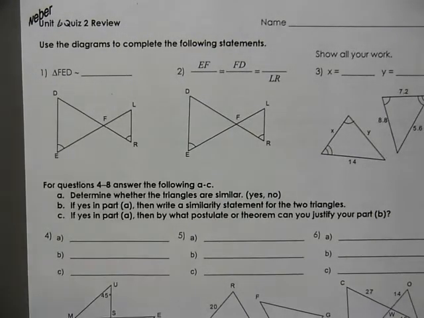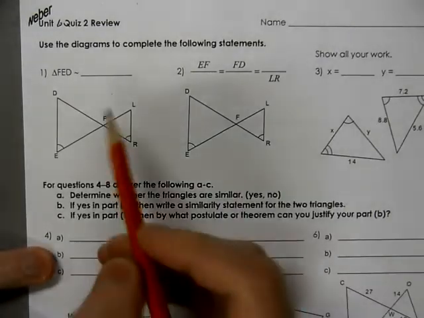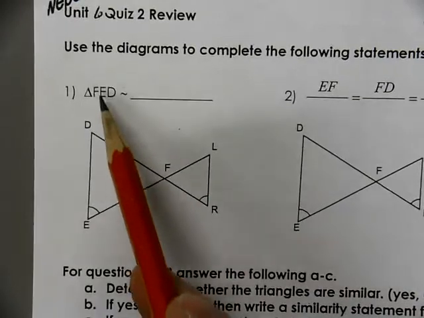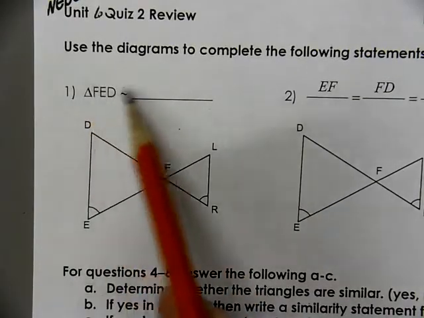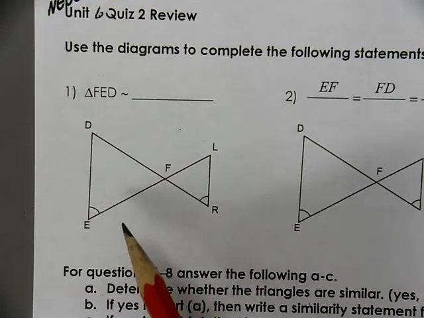This is Geometry, Unit 6 Review for Quiz Number 2. We're going to look here at this diagram, and we're looking for what triangles would be congruent to each other. We're trying to write a similarity statement.